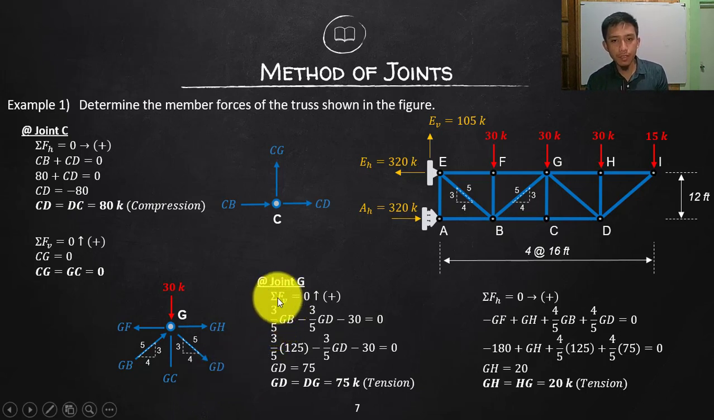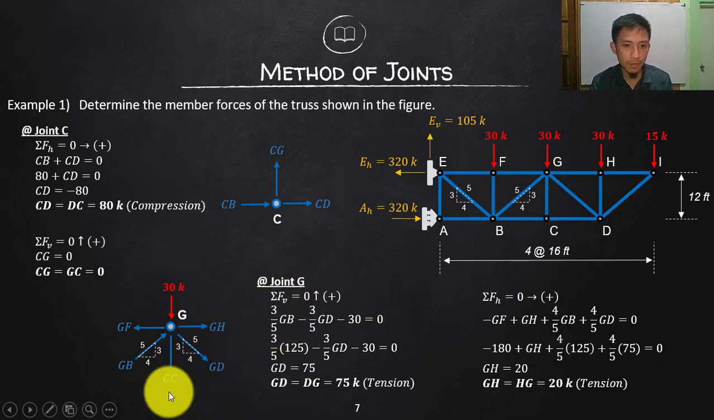So let's start with summation vertical. If I sum the vertical, what are the vertical forces? 30. No need to include this one since that is 0. The component of this one and the component of your GD, which is the unknown.